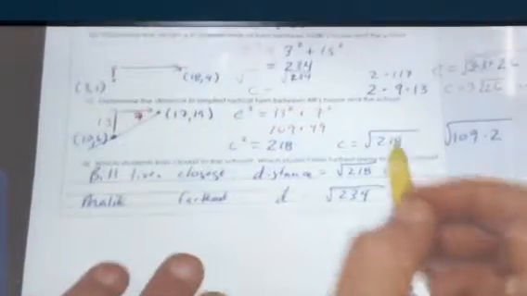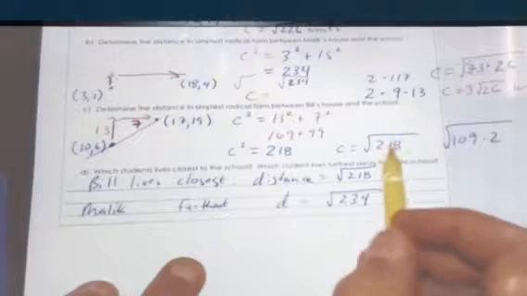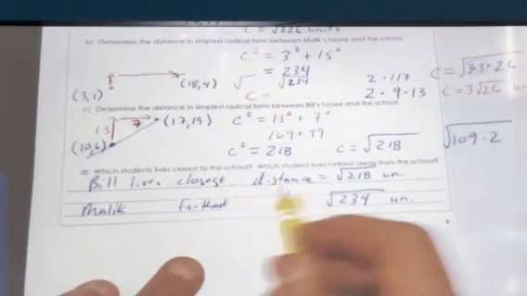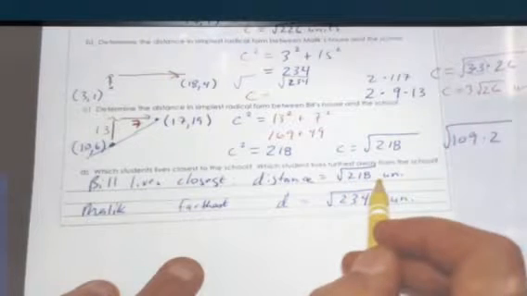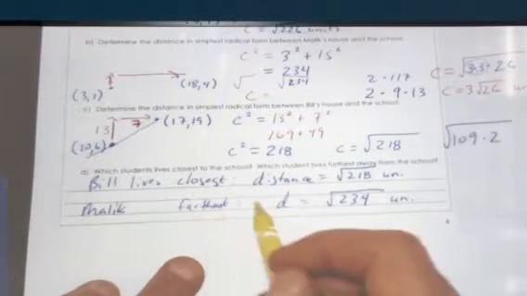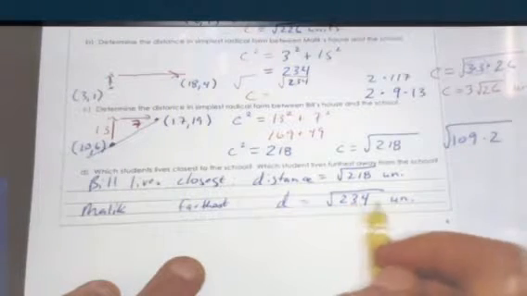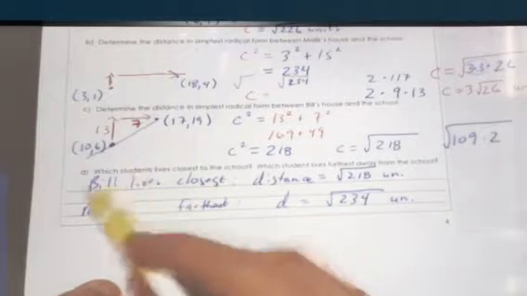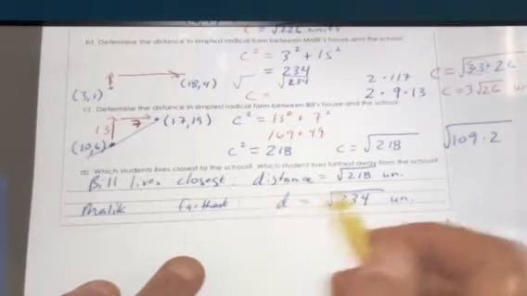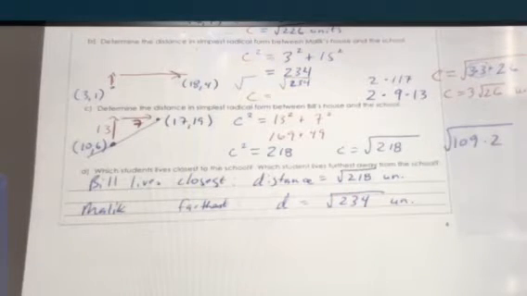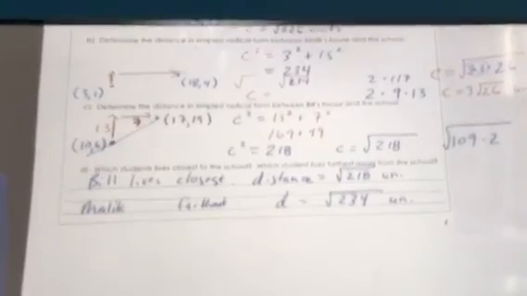And now we can see that Bill lives the closest because his distance is square root of 218 units. Malik lives the farthest because his distance is the square root of 234 units. And then, who's our other character here? Caleb. Caleb is in the middle at square root of 226 units. You did it. You're done. Great job.